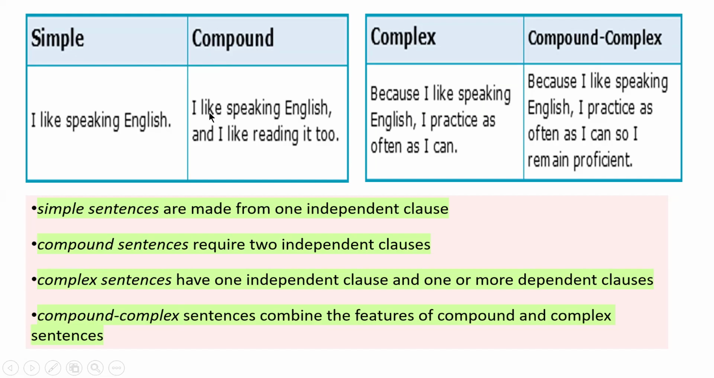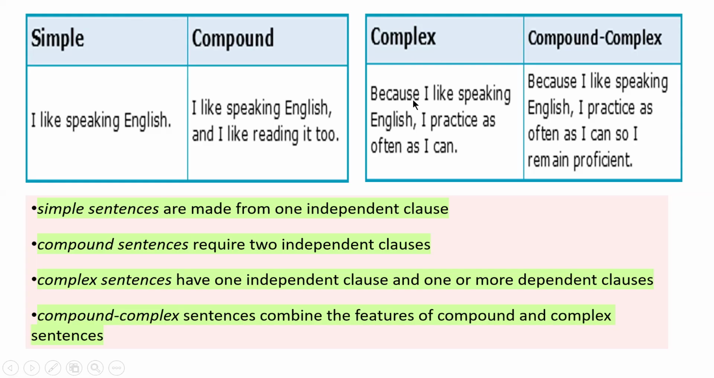Compound sentence: I like speaking English and I like reading it too. So, I like speaking English is an independent clause. I like reading it too is also an independent clause, joined by a coordinating conjunction. FANBOYS means coordinating conjunctions, and "and" is a coordinating conjunction. So both the sentences are independent. Compound sentences join two independent sentences with the help of a coordinating conjunction.